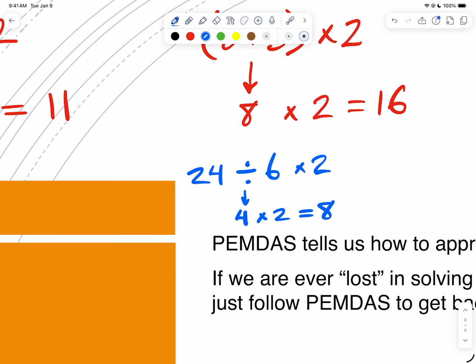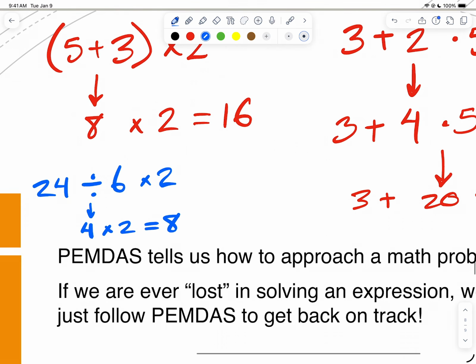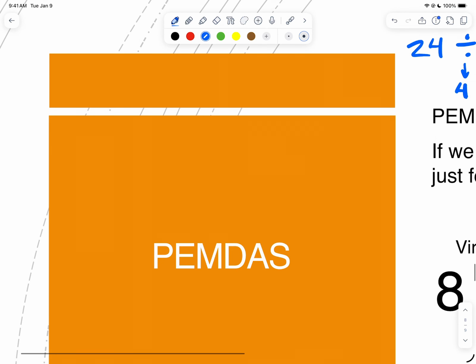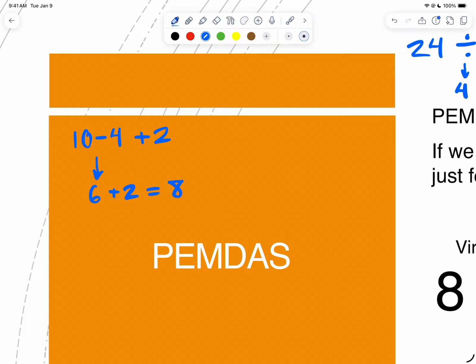Notice we did the division first. And the same thing happens with addition and subtraction, right? Let's say we had 10 minus 4 plus 2. Again, addition and subtraction are equal. So we're going to do them in order that they appear from left to right. 10 minus 4 is 6. 6 plus 2 is 8. Notice that we didn't do the 4 plus 2 first, because 4 plus 2 would be 6, and 10 minus 6 would be 4. That would not be the correct answer.